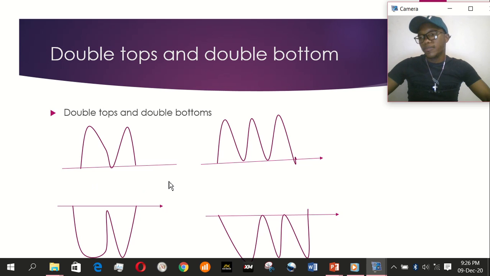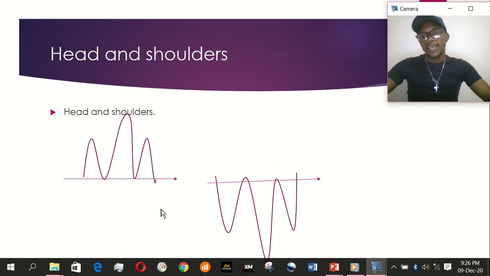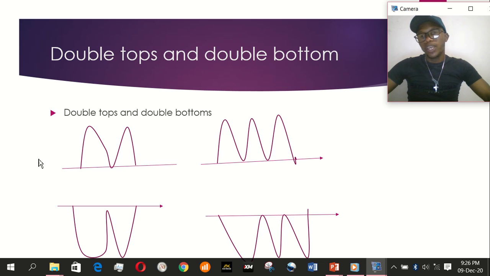Another thing, there is what we call the double tops and double bottoms. You see the double top, this is top one, top two. This is what we call the neckline. Usually, if the market breaks the neckline downwards, it is a very good sell signal. But sometimes the market will break as a false signal and then move upwards again.